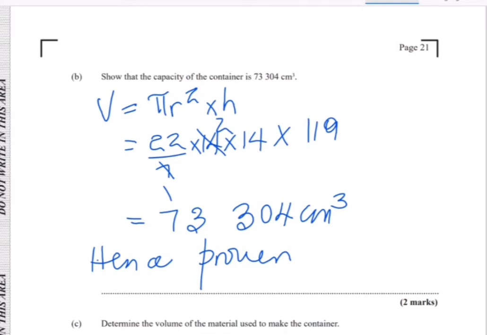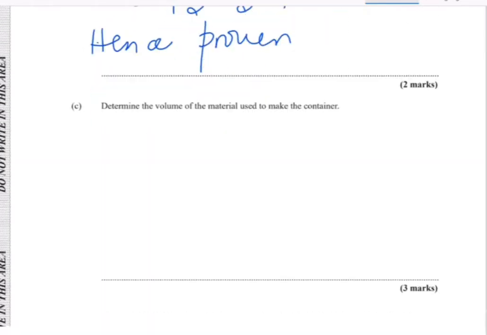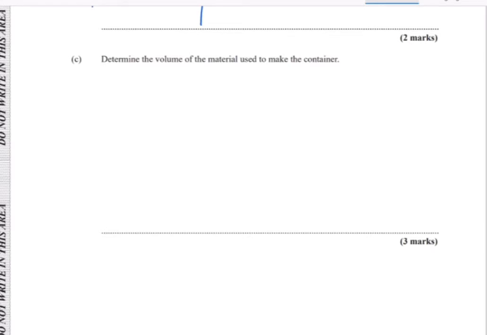So that's 2 more marks. Let's get to the next part of the question now. The next part, worth 3 marks, says determine the volume of the material used to make the container. So we're now going to determine the volume of the material used to make the container.